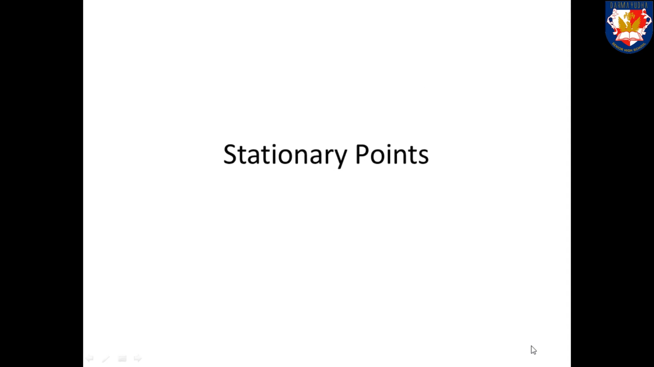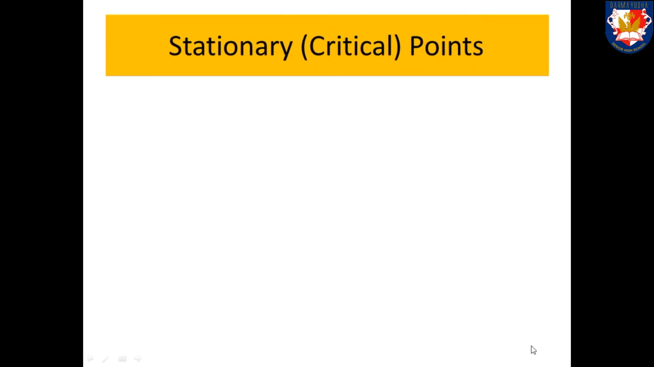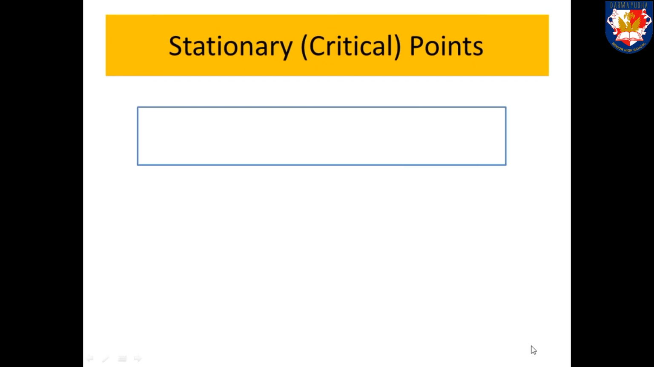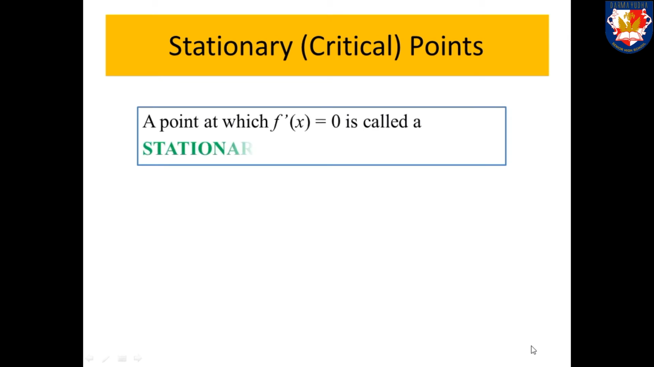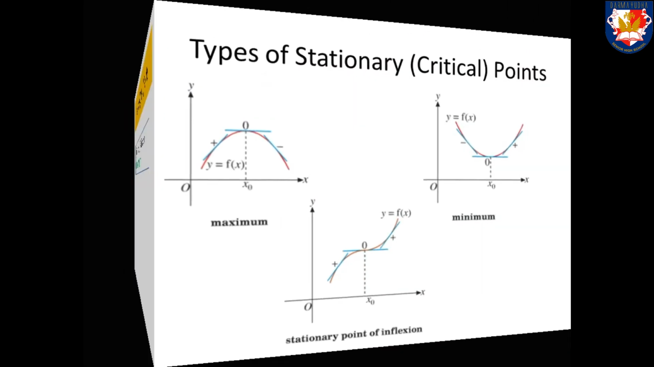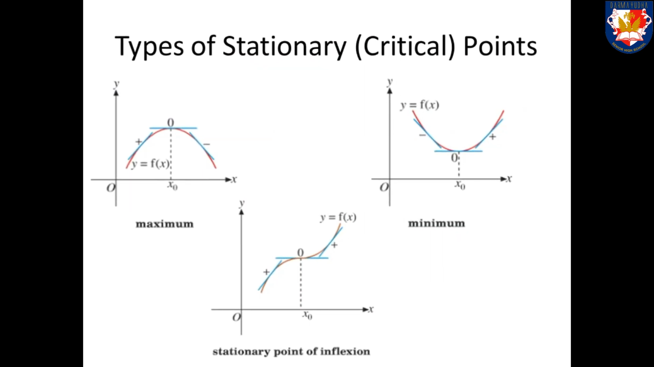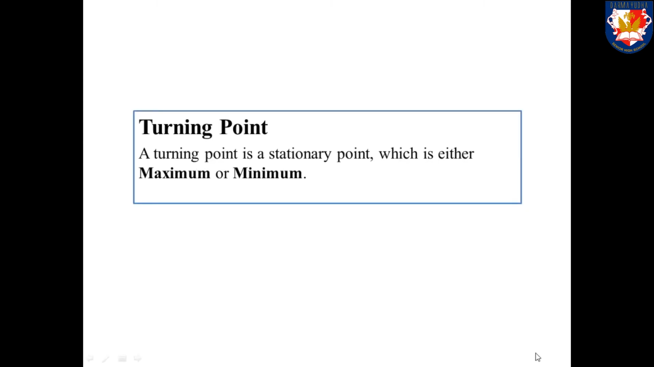This is the other term that we learned today. The stationary or critical points have a definition. A point at which f'(x) equals 0 is called a stationary point. Here are the types of stationary or critical points. There is maximum, minimum, and stationary point of inflection. We will discuss these terms later. This is the other term that we should know. Turning point. A turning point is a stationary point, which is either maximum or minimum.